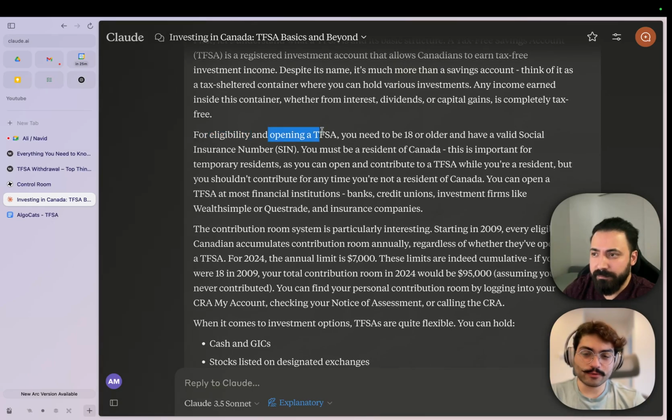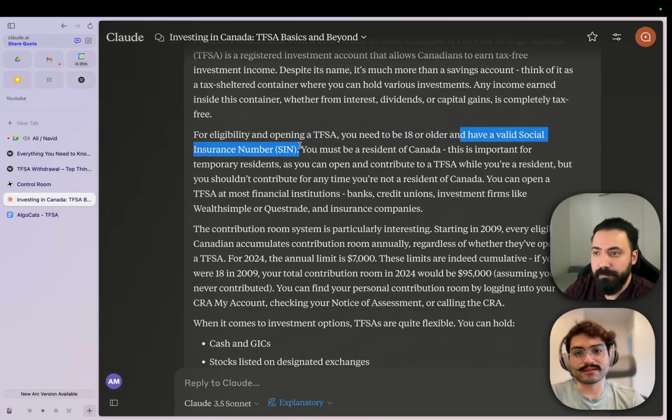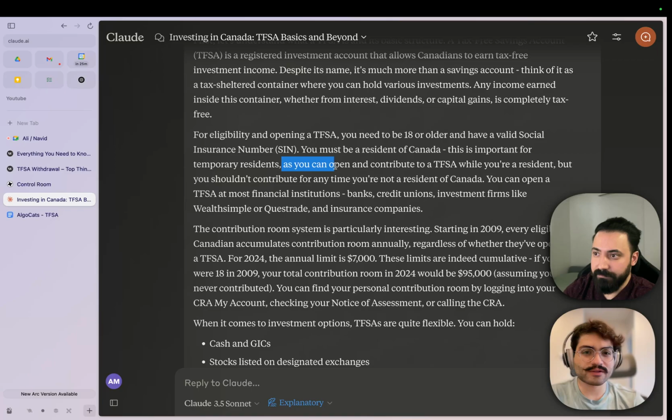For eligibility and opening a TFSA, you need to be at least 18 and have a valid SIN number. Correct. You must be a resident of Canada. This is important for temporary residents, as you can open and contribute to a TFSA while you're a resident. But you shouldn't contribute for any time you're not a resident. What does that mean?